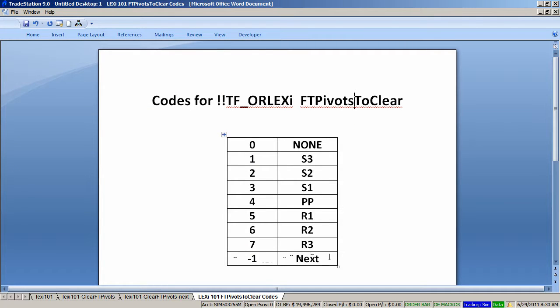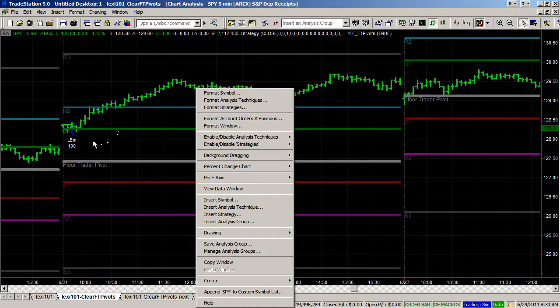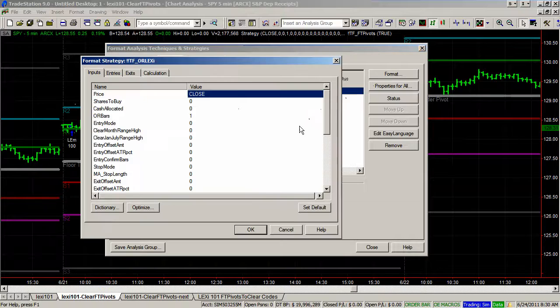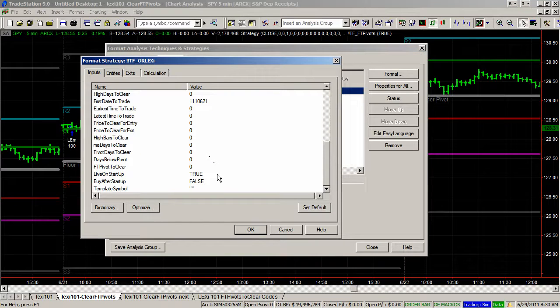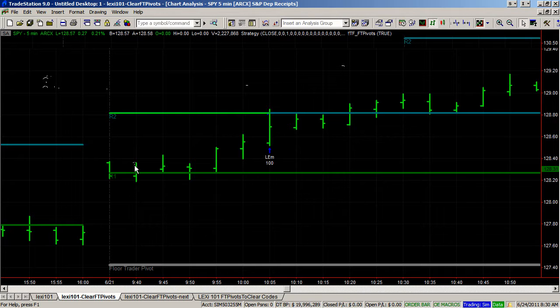Plus we have a secret code to just use the next pivot. So if I wanted to clear R2 before I entered on this trade, I have 1, 2, 3, 4, 5. That's code. R1 is 5, R2 is 6. So we would go in here and change FT pivots to clear to 6. And here you'll see FT pivots to clear. If we enter 6 here, it'll tell us we got to clear R2 before we enter, and you see that we do.